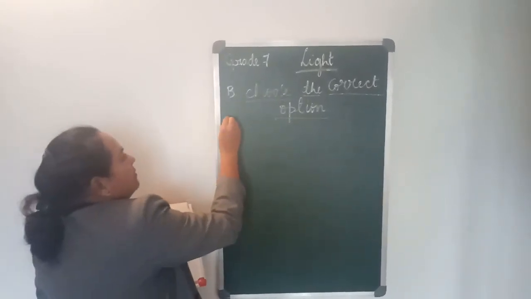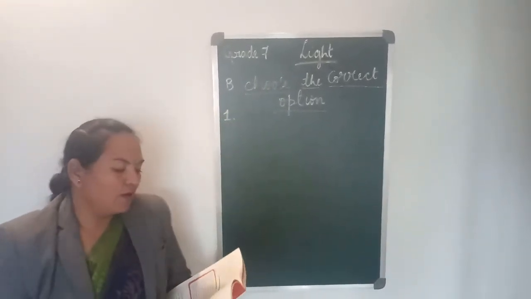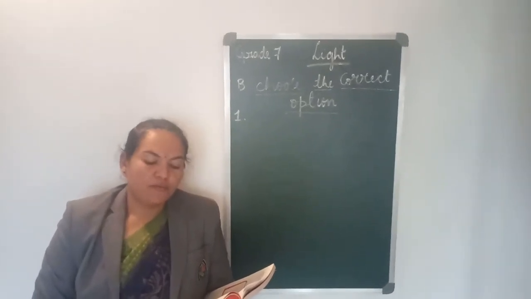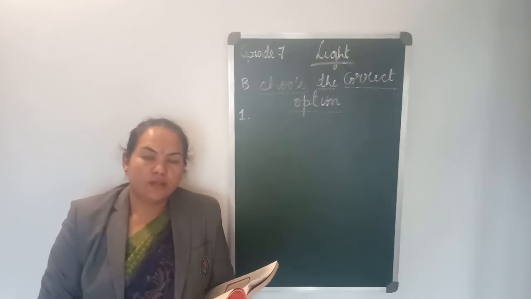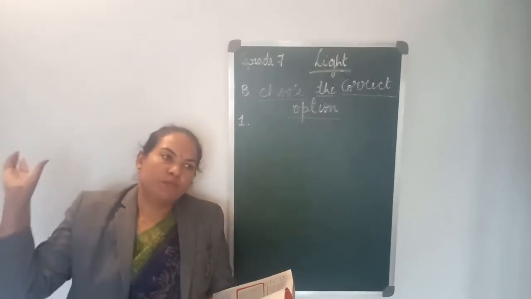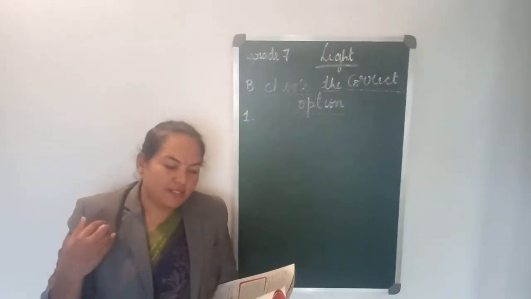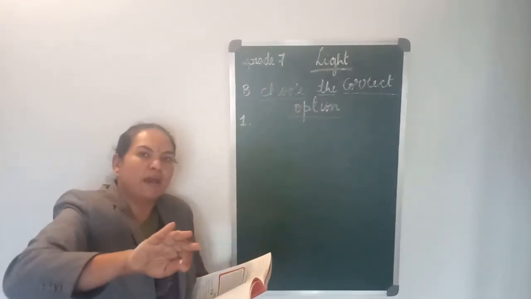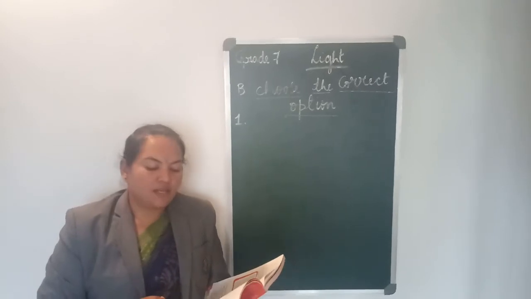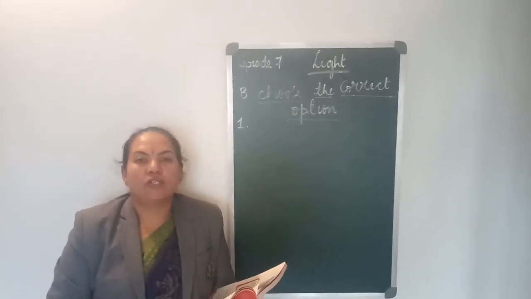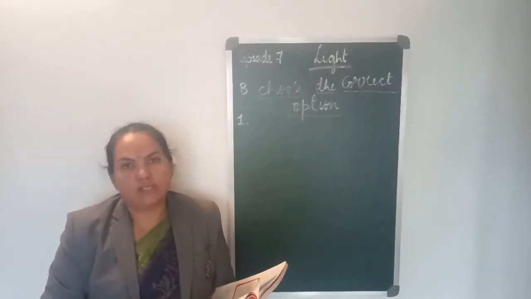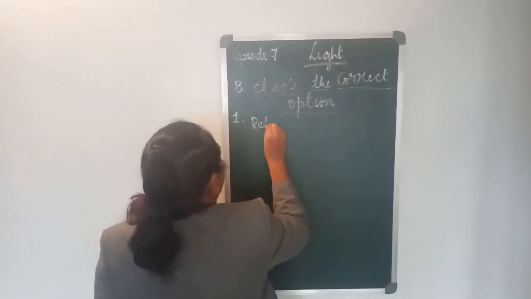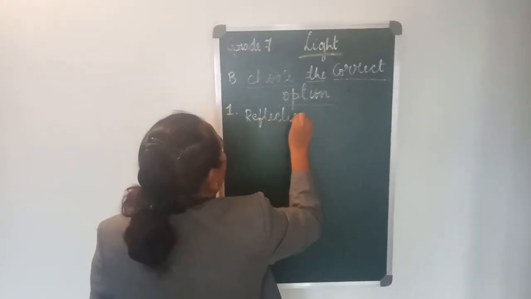Now the first one is, what is bouncing off of light from a surface called? Now whenever you throw a ball, it bounces back, isn't it? Same way, when light falls on a surface, it bounces back. That bouncing of light rays is called as dash. It is reflection. Reflection is the correct option.